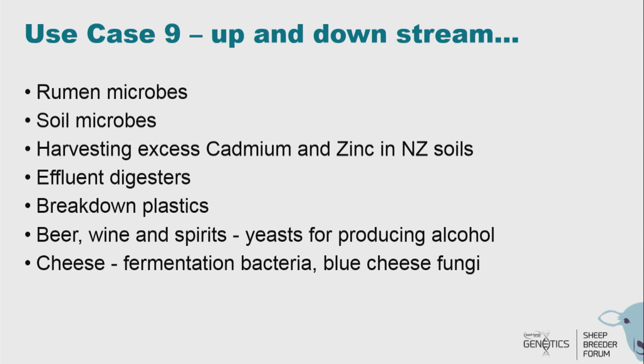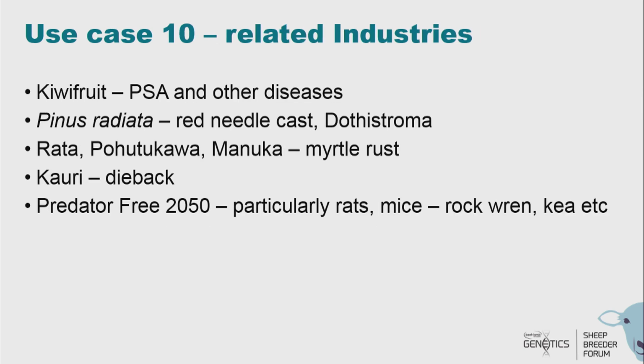And you don't have to think very long, but there are many, many other things we could gene edit: rumen microbes, soil microbes. We have a problem with cadmium and zinc levels in some of our New Zealand soils, and if we could make some modifications to somehow gobble those up or immobilise them, to digest effluent, to break down plastics. Beer, wine and spirits, it's used to modify the yeasts, and then cheese, the fermentation bacteria or the fungi in blue cheese. And then in related industries, there are many, many other areas where there is interest.